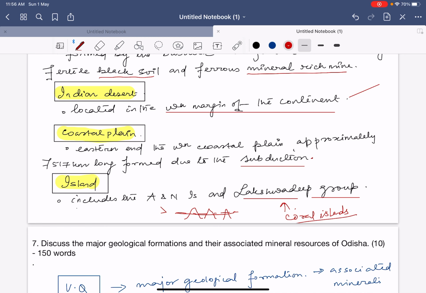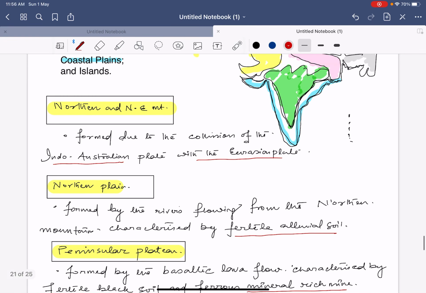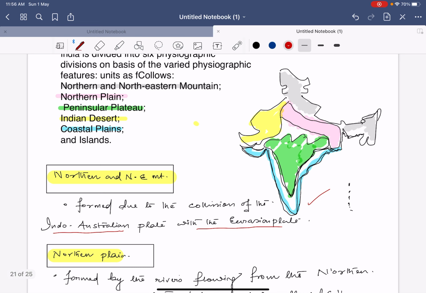See, for a 10 marker question, you need to describe everything without losing marks, but with the proper flow. Now, this will get the proper flow. If you want to add extra information, you can add it, but you need to be very specific. But at no point, remember, you have to add a diagram with it. You cannot miss a diagram in this case.